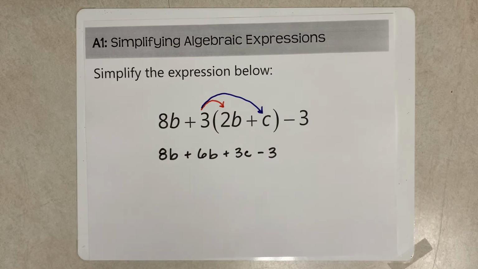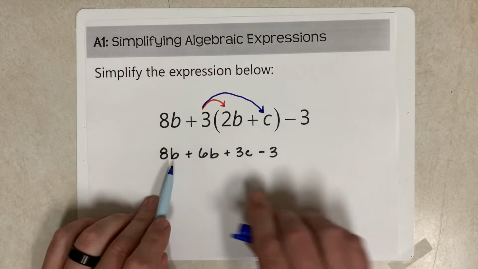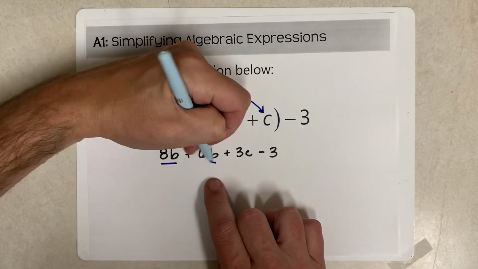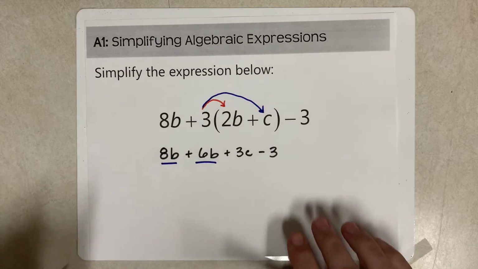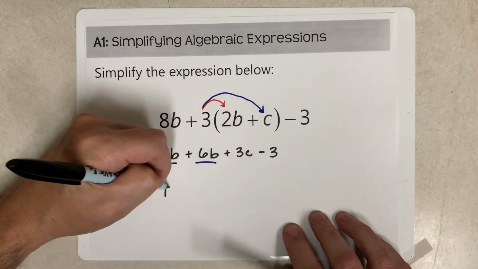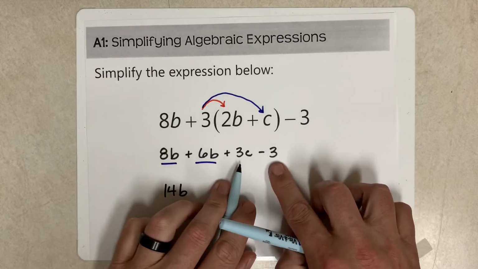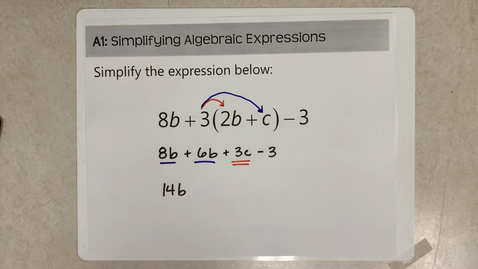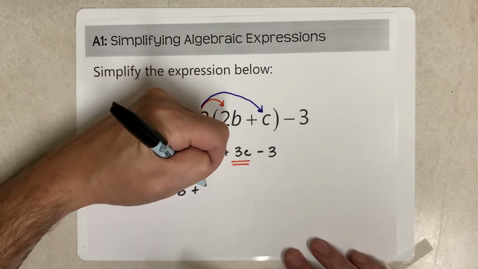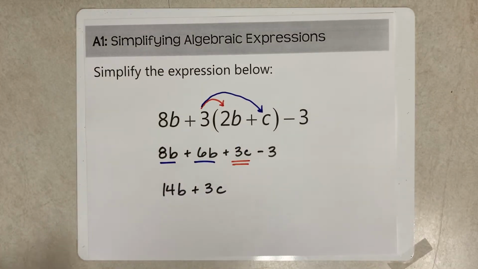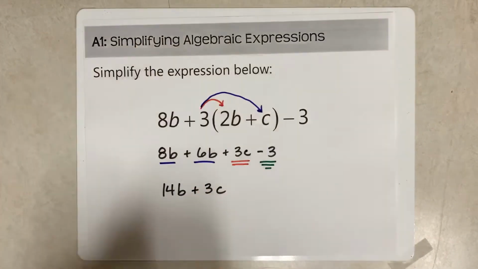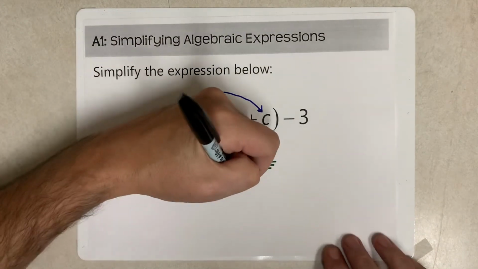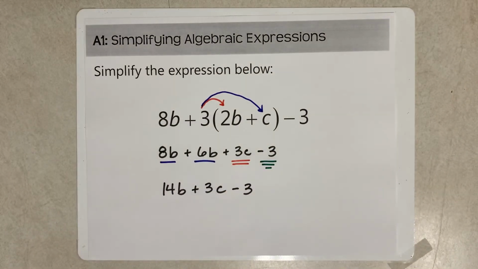So now I'm taking a look at it, and I'm trying to see what I can do with that. Well, as far as like terms are concerned, I do have these two like terms, 8b and 6b. So 8 plus 6 would be 14. But now see these two right here, they have nothing in common with each other. And so those two terms are not like terms. So I'm just going to drop that down. And then finally this last one, I'm going to just drop that one down too. And my final answer this time has 3 terms in it because all 3 of them are not like terms.